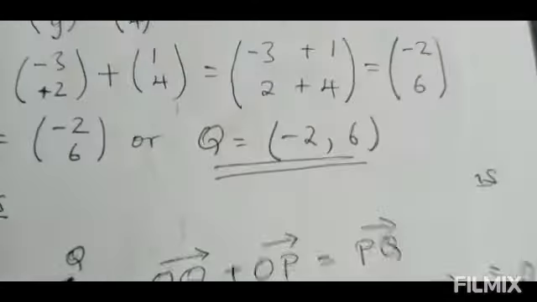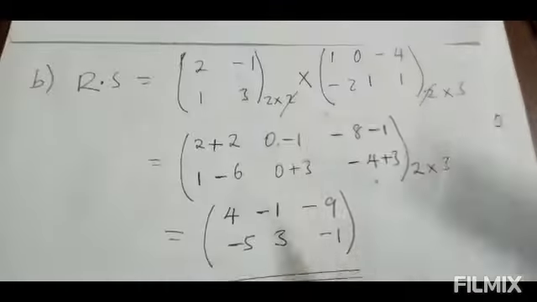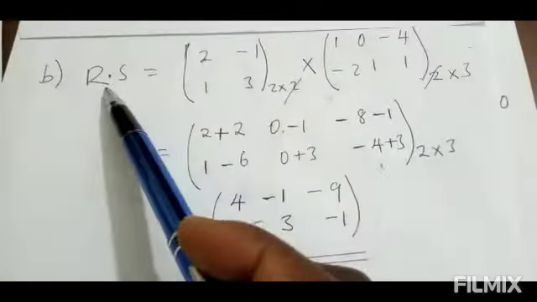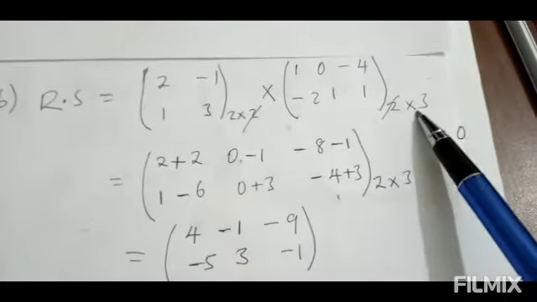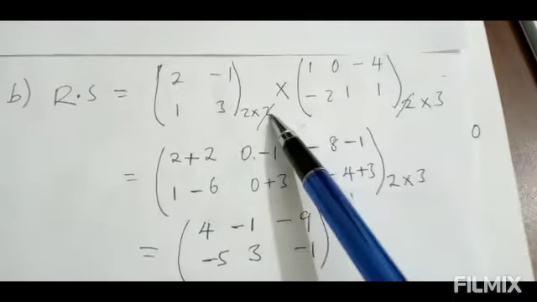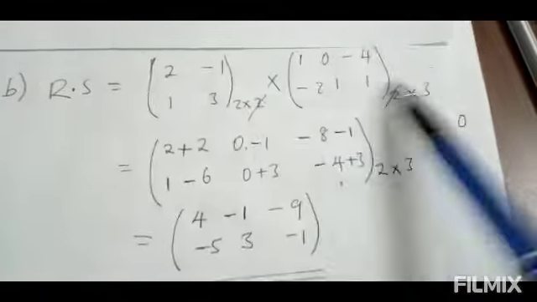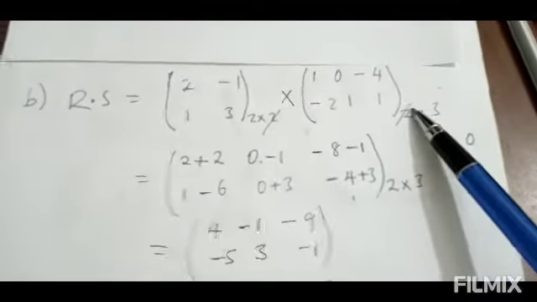We can leave this as the vector, or Q itself, but the point Q is (-2, 6). Next, RS, simply R multiplied by S, okay. So this is a 2 by 2 matrix with a 2 by 3 matrix, so it is possible to multiply because the 2 and 2 match, okay.